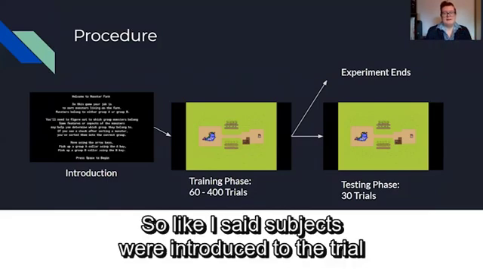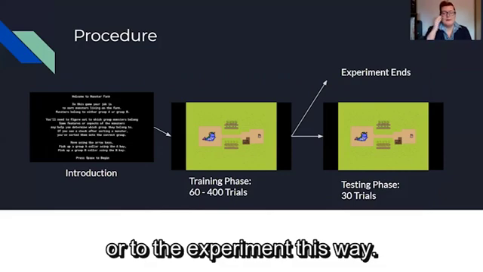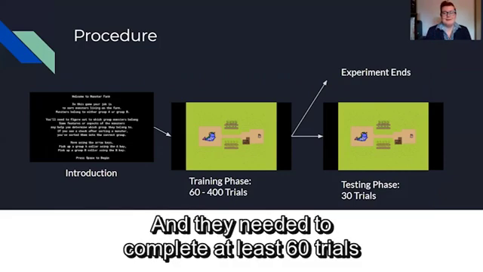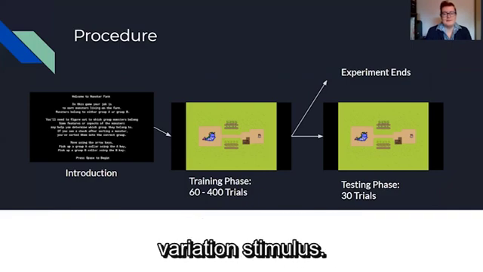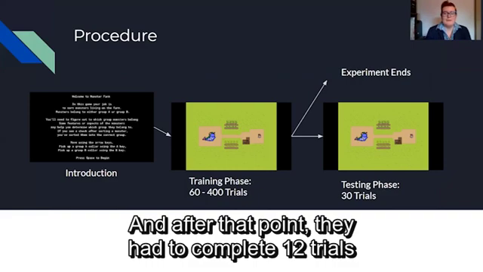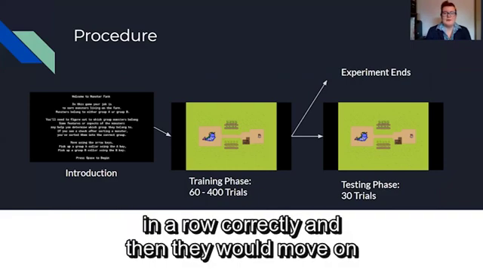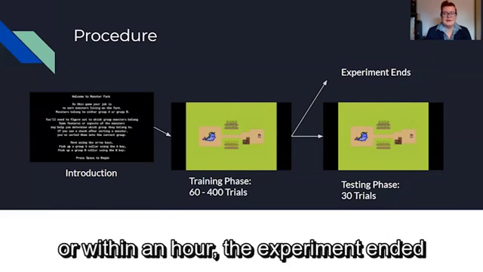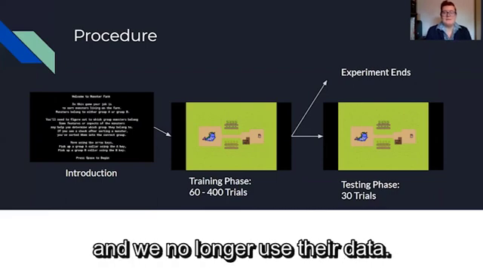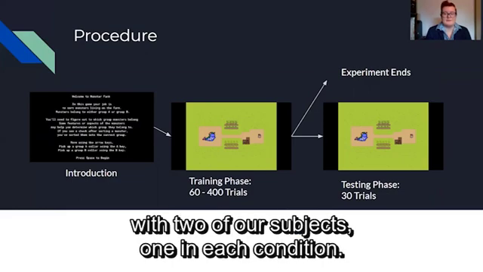So, like I said, subjects were introduced to the experiment this way, and they needed to complete at least 60 trials just to ensure that they've seen all the different variations of the stimulus. And after that point, they had to complete 12 trials in a row correctly, and then they would move on to the testing phase. If they failed to do this in under 400 trials or within an hour, the experiment ended, and we no longer used their data. For this particular experiment, this only happened with 2 of our subjects, 1 in each condition.